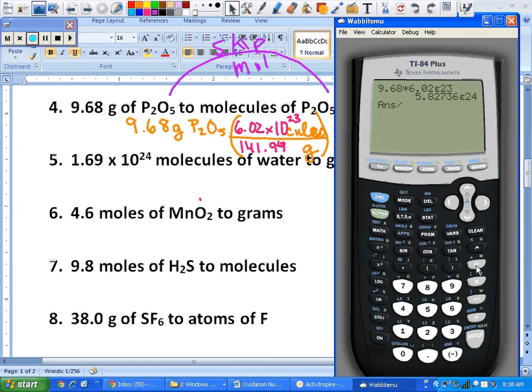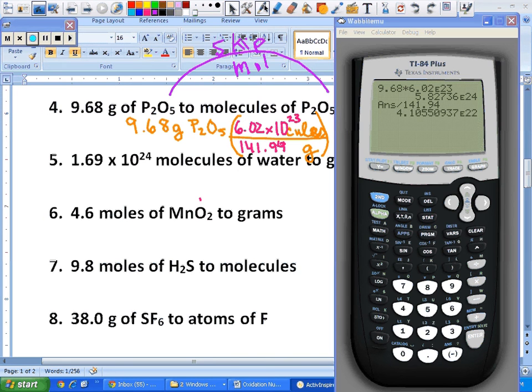141.94 equals. Now, how many significant figures do I have in my given? 3, so I need 3. So it is going to be 4.12 times 10 to the what? Wow, I really messed that up. I'm sorry. Okay, so 4.11. I have no idea what I was thinking there. So 4.11. Very good. If you got that, fantastic. 4.11 times 10 to the 22nd. Now, can you leave it like that? No, it's going to be molecules of diphosphorus pentoxide, P2O5.